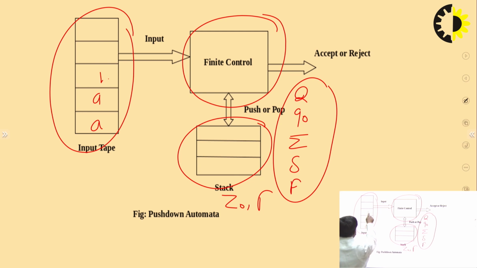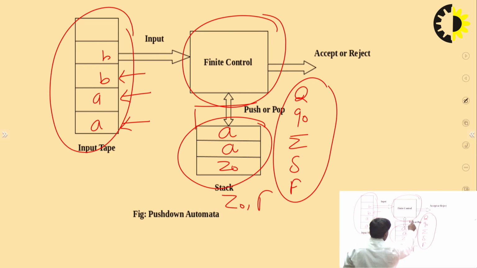Suppose AABB is an input string, then the finite control first reads the A and transfers it onto the stack, because at the start Z naught is present. Then the second A: the control moves to the second position, reads it and transfers it into the stack. Similarly, control moves to the next position, and here we enter the B, and next B, and the last pointer moves to this one.